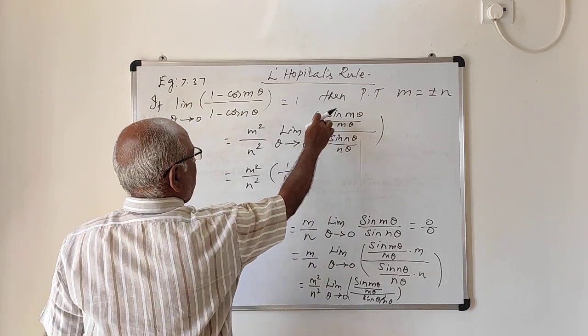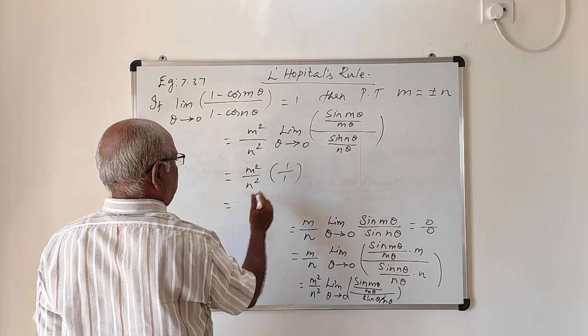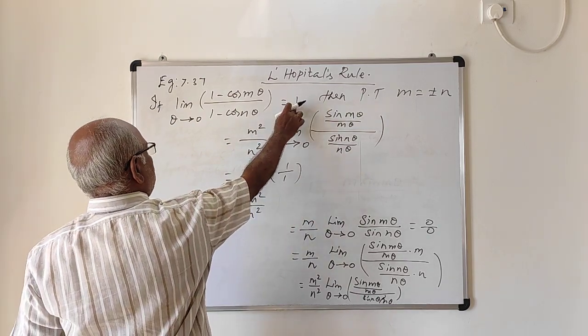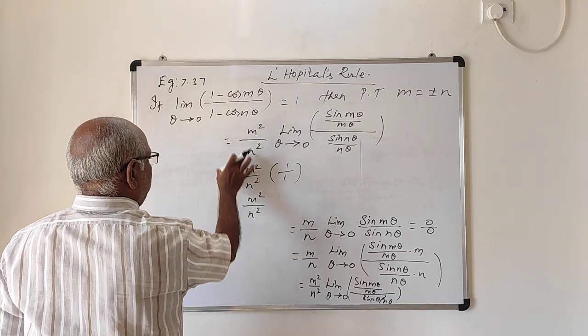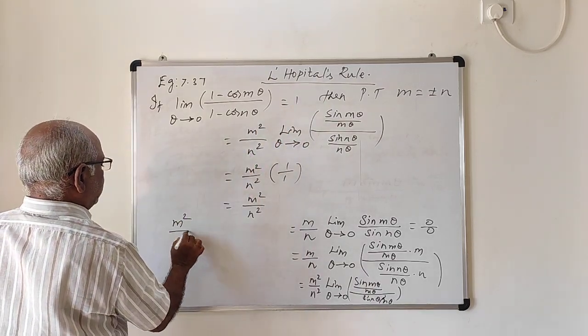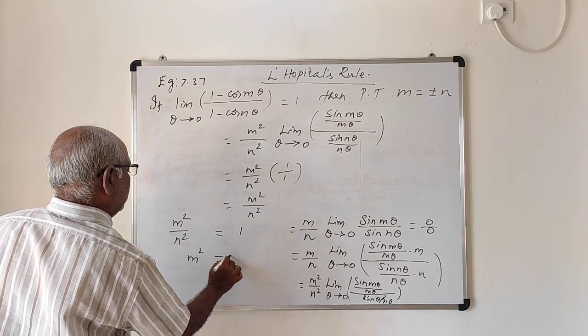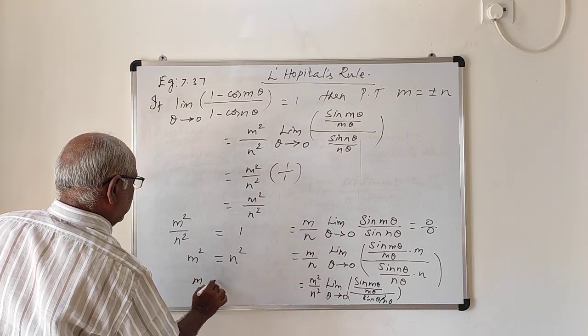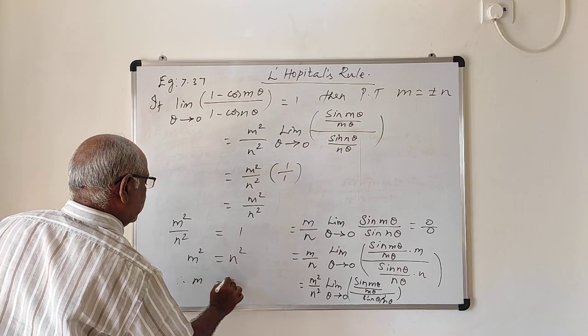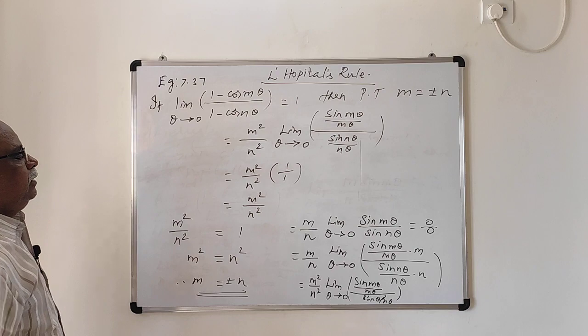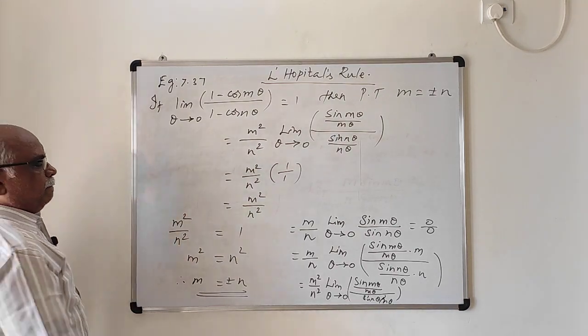So this is 1, and as theta tends to 0, sin n theta by n theta is also 1. So you will get m square by n square, and it is given as 1 in the problem. The limit value is given as 1. So m square equals n square. Therefore, taking square root on both sides, you will get m equal to plus or minus n. That is your required answer. That's all about the problem.